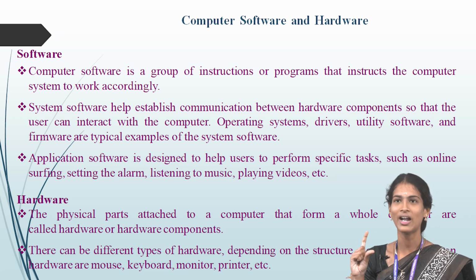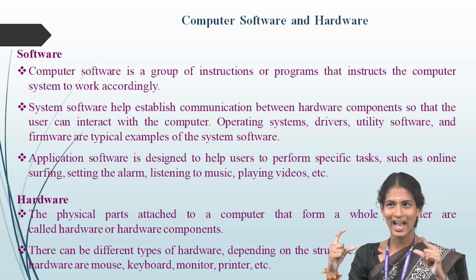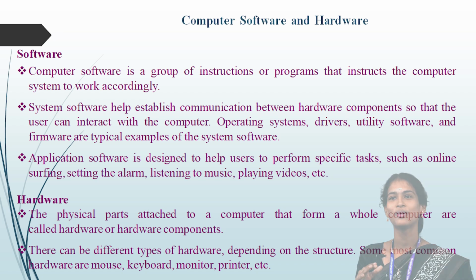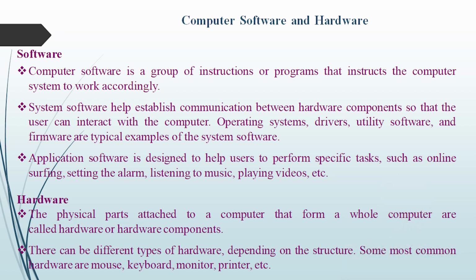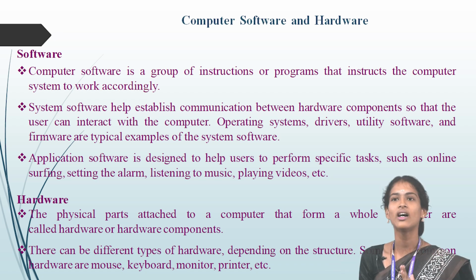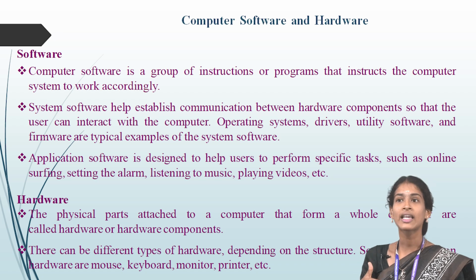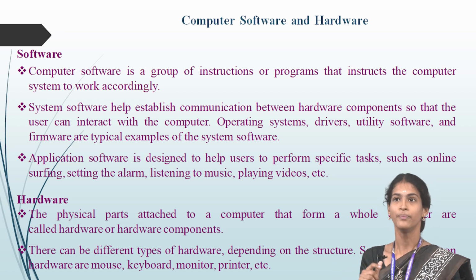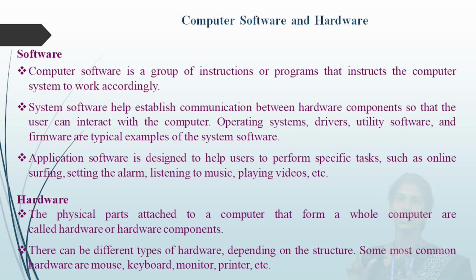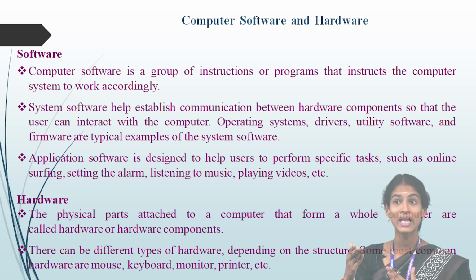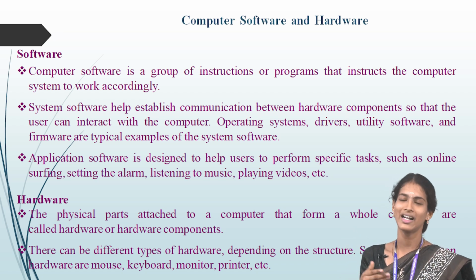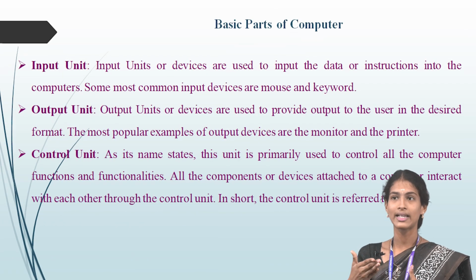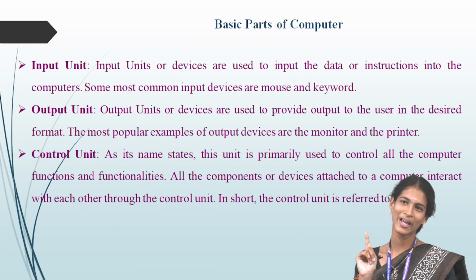The next, hardware. The physical parts attached to a computer that form a whole computer are called hardware. There can be different types of hardware depending on the structure. Some of the most common hardware are mouse, keyboard, monitor, printer, etc. These are the parts that can be seen and touched by humans.